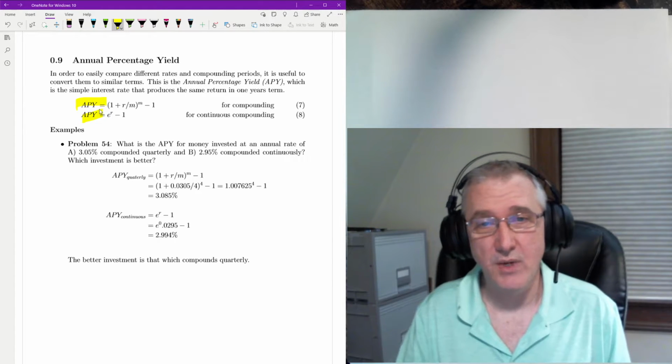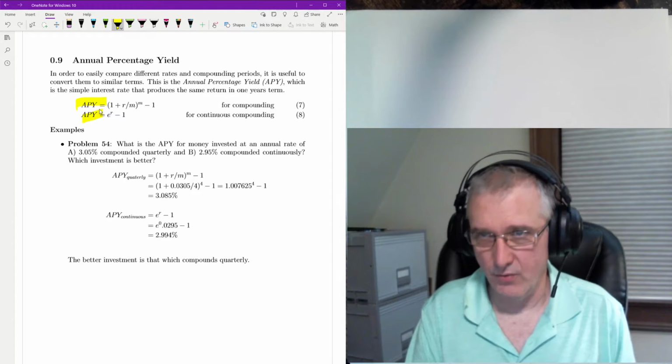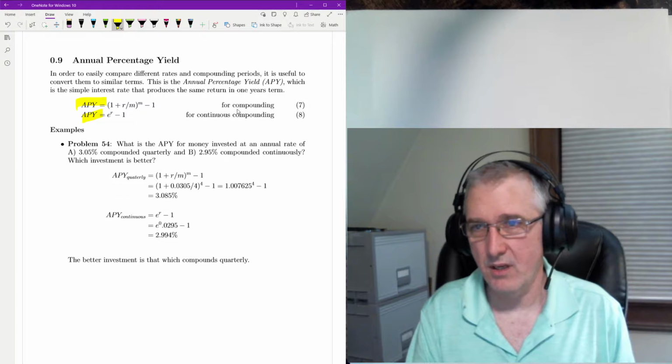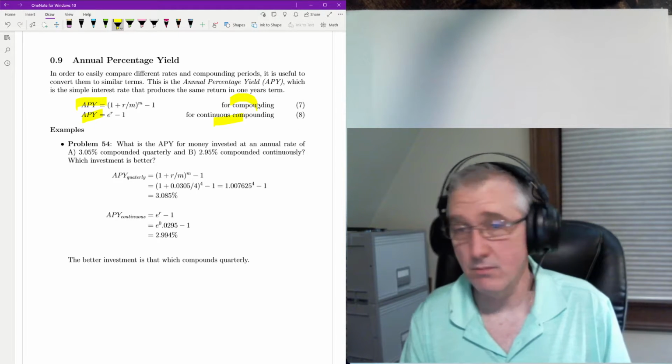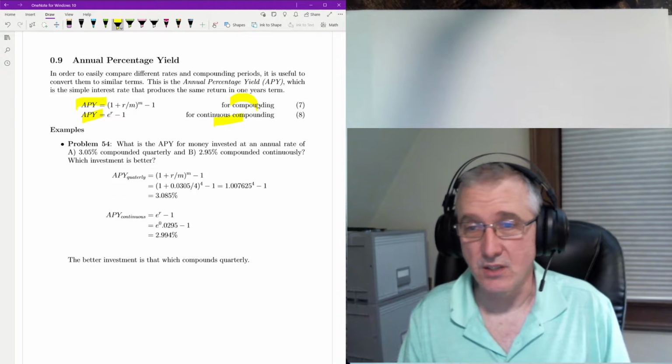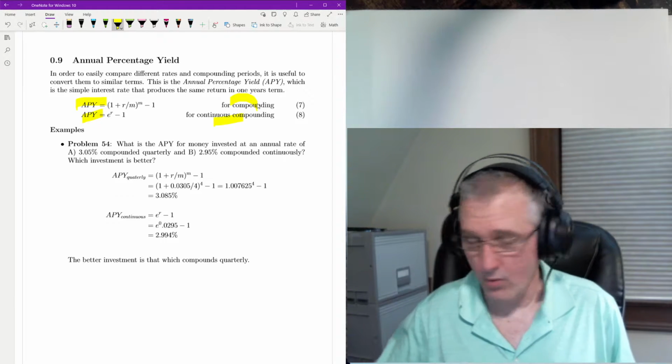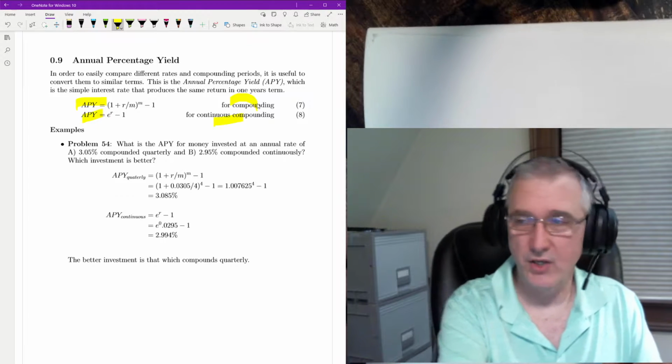There's two formulas that we have for that. One is for continuous compounding, and one is for just compounding. And we'll use both of these. So let's take a look at this. Problem number 54 from the book. We're not doing these homework problems.